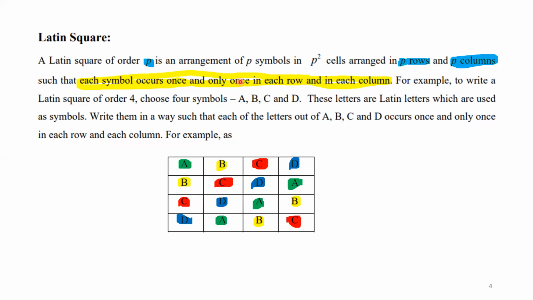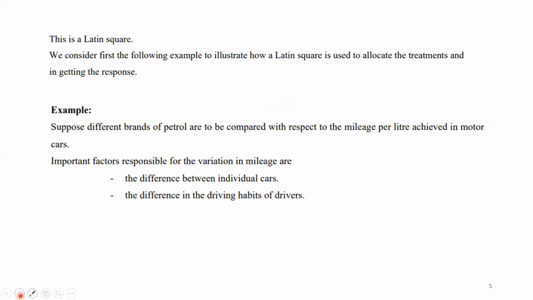For example, to write a Latin square of order 4, choose 4 symbols A, B, C, D. These letters are Latin letters which are used as symbols. Write them in such a way that each of the letters A, B, C, D occurs once and only once in each row and column. For example, it has been distributed in this way. If you have any question, you can put it in the chat box. I will continue this explanation. This is a Latin square.